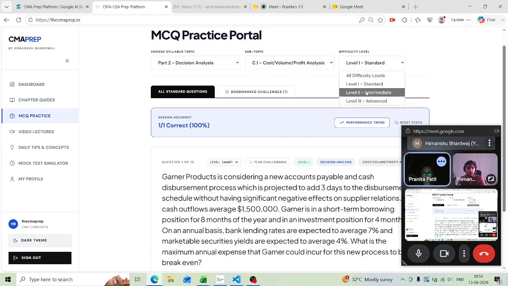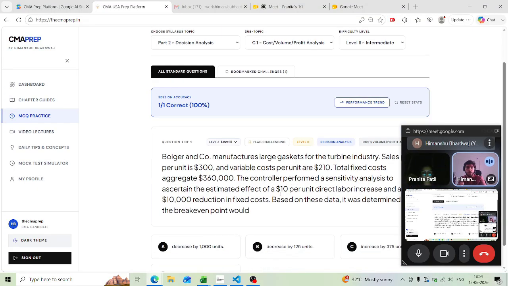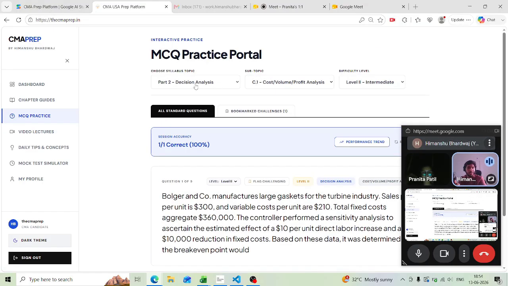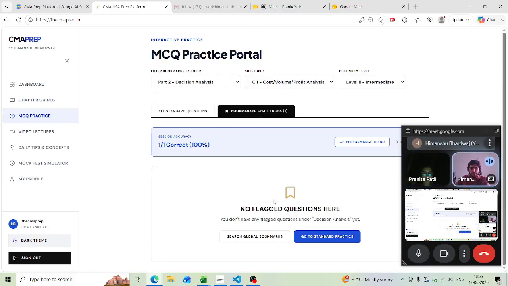Then let's say you want to solve intermediate level questions. What you can do is, again, decision analysis in your syllabus topic, subtopic is CVP, and difficulty level is level 2. Same goes for level 3. Perfect. That's how you'll start climbing the difficulty of your concepts or MCQs. Then you have bookmark challenges here.